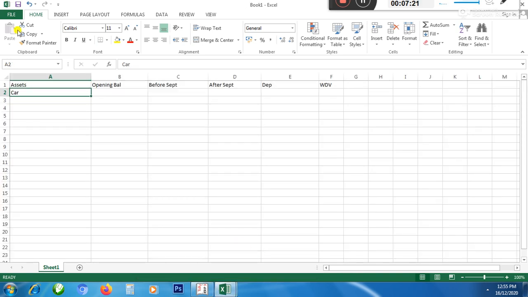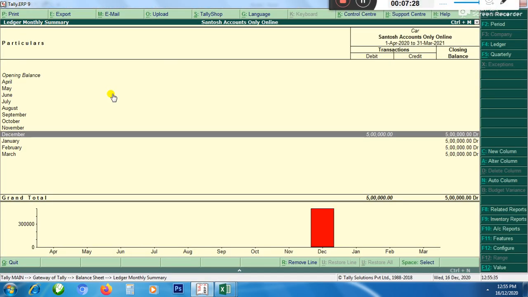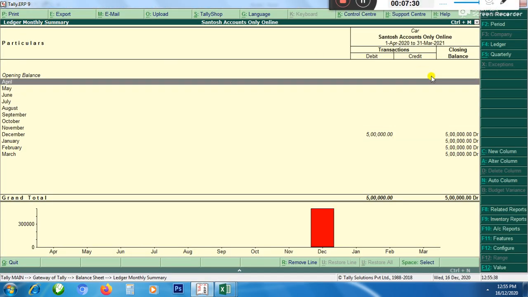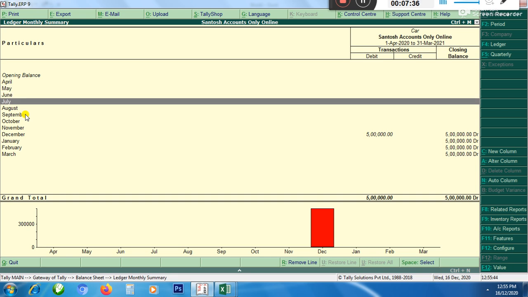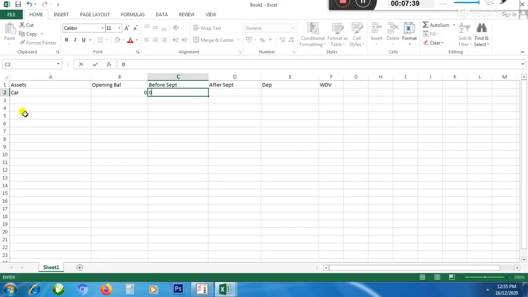So I'll put it here in this table. Car opening balance is 0, because as per this there is no opening balance here, 0. Before purchase there is no before September, nothing is there. Before September this is also 0. After September is 5 lakh. Depreciation on this is directly half the rate, 7.5%. Written down value will be opening balance plus before value plus after value minus depreciation.